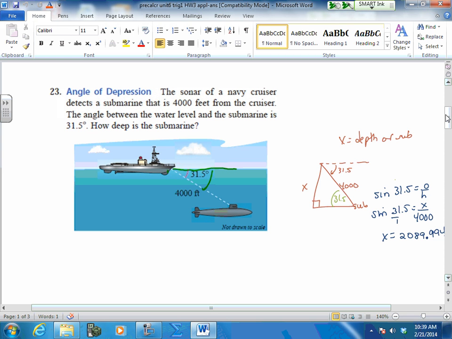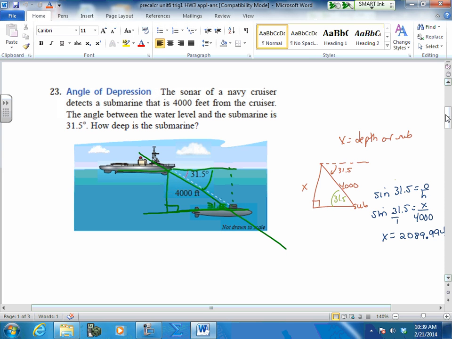If we make a triangle like this, this angle of depression is the same as this angle of elevation. We said this yesterday. If we extend these lines, these are parallel lines cut by a transversal. They are alternate interior angles. So your angle of depression in that case is the same as your angle of elevation. They want to know how deep is the submarine. What is the height from it to the top?